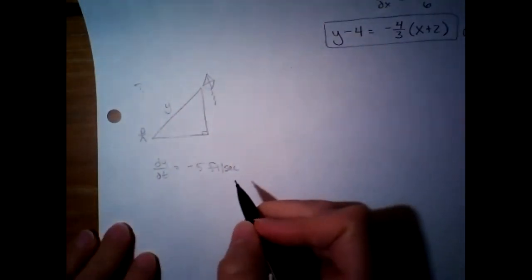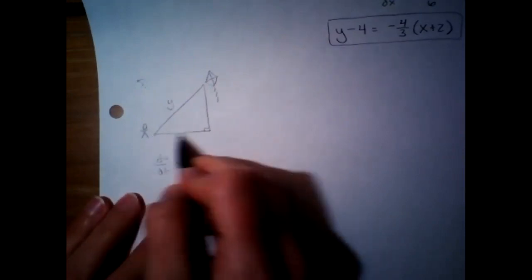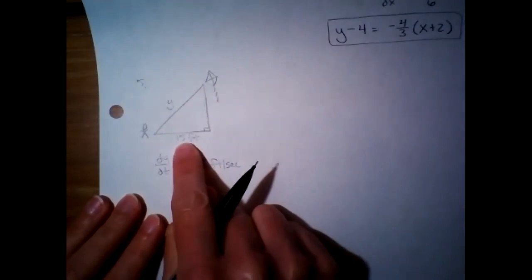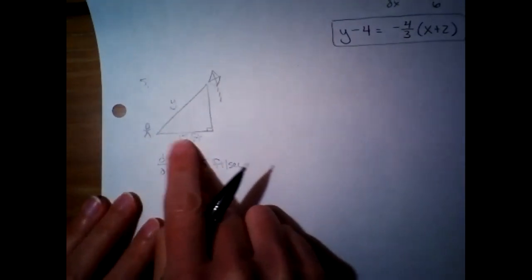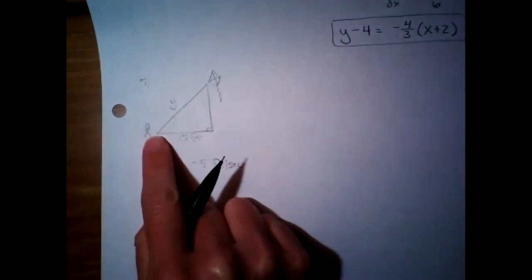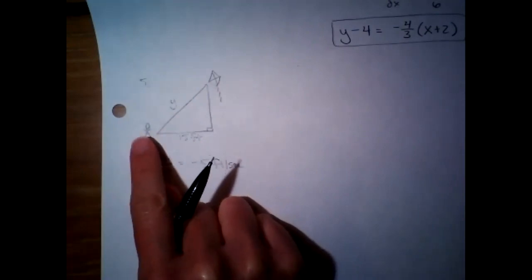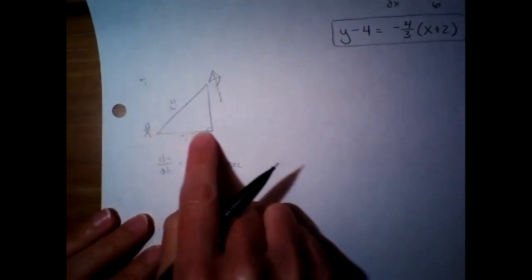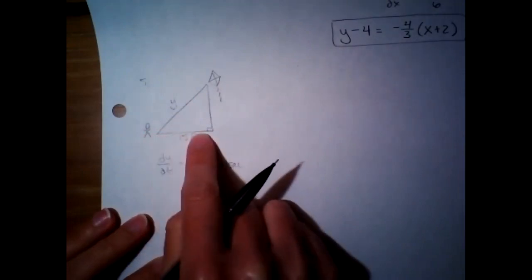He is standing a horizontal distance of 15 feet from the kite. So 15 feet goes there, and that's constant. He isn't running around. I could have made him be running as well. That would have made the problem a little bit more complicated, but he is holding still. So this is a constant 15 feet.